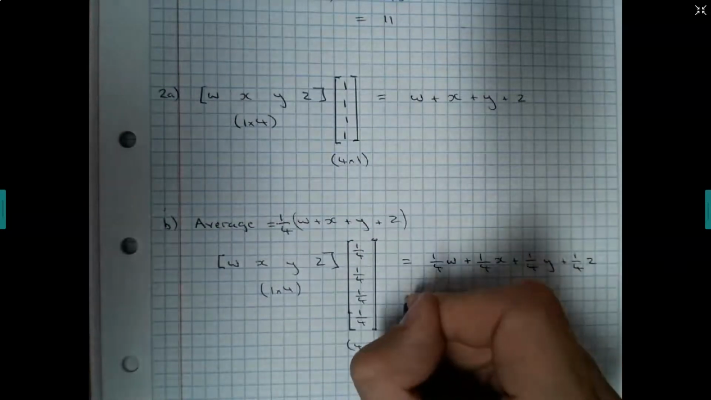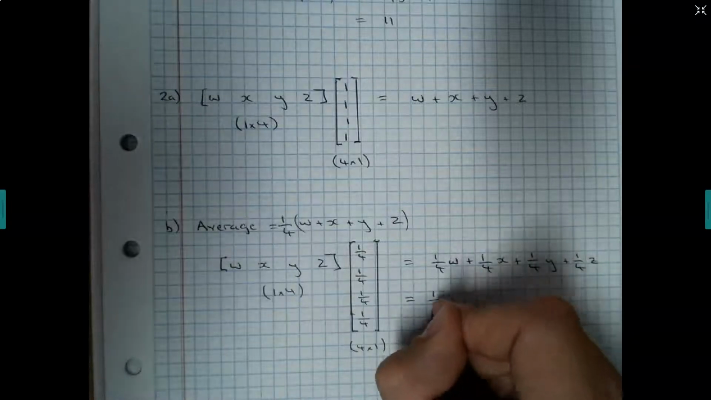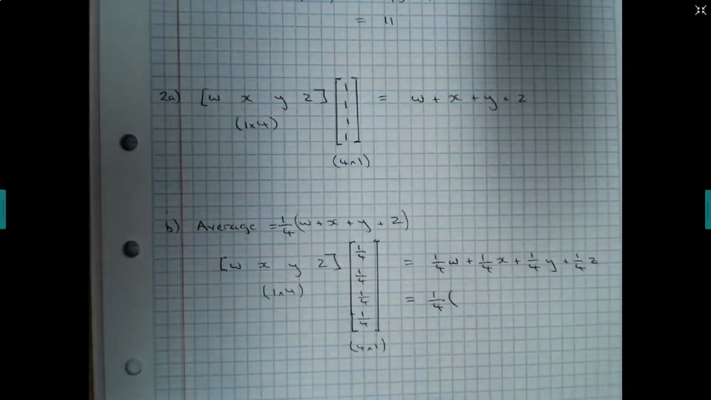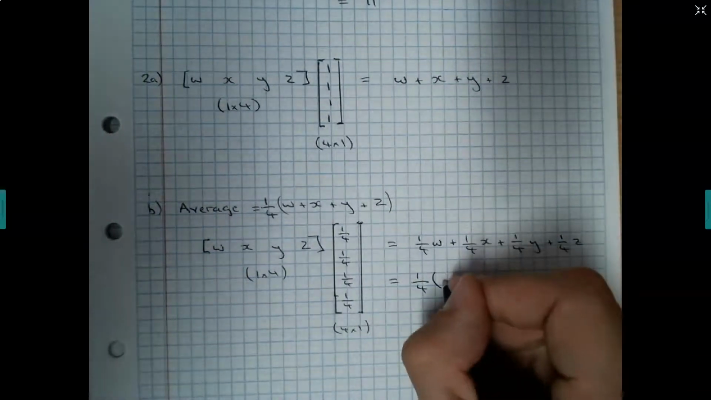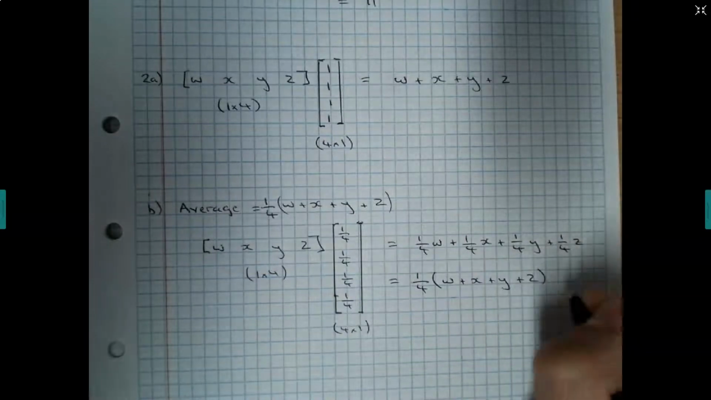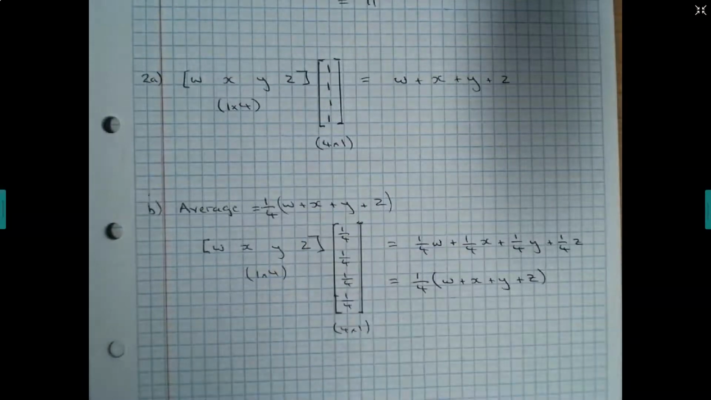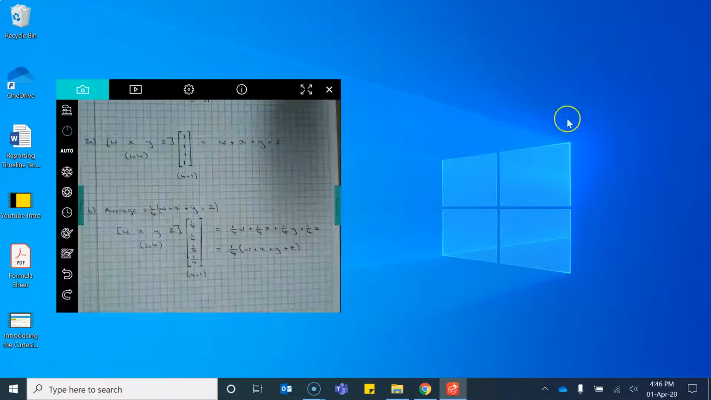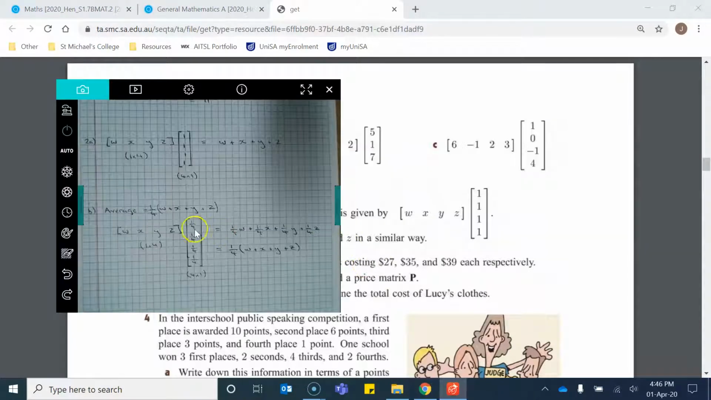Now there's a common factor of a quarter, so if I was to take a quarter out of each of those products, I'd be left with w plus x plus y plus z, and you can see that that is clearly the same as that. So I've shown that the average can be written using this matrix here.